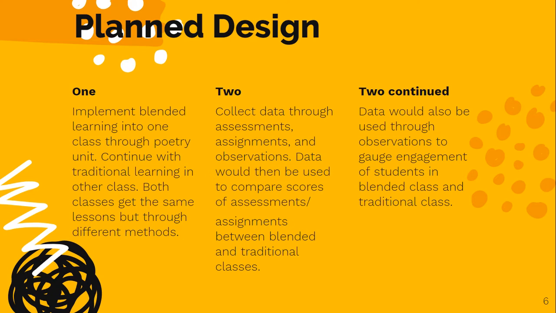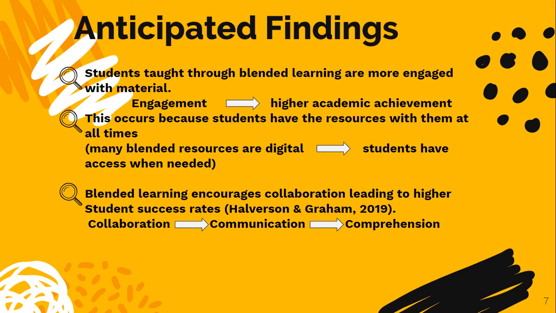So I would take that data, and then step 2 of that continued. Data would also be used through observations to see if students were engaged in the blended learning class and in the traditional class. I would be able to see this through work completion. I would be able to see it through collaboration. I would be able to see it really just making sure that they were on task and doing what they were supposed to be doing in class.